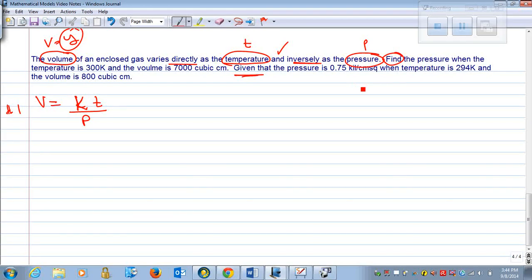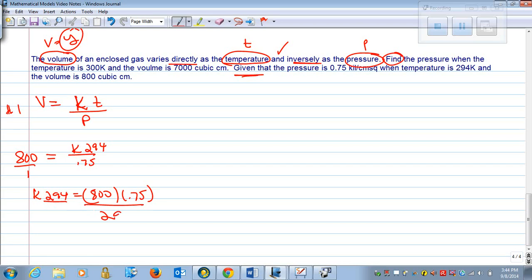Given that the pressure is 0.75, when the temperature is 294, and the volume is 800. All right, so we would go through here. You can cross multiply, so you're going to get K times 294 equals 800 times 0.75, and then to solve for K, you would divide everything by 294. So you would find your K, your constant, to be approximately 1,000 over 49. I don't want to round any decimals in these problems because it could cause a real issue with a real life problem. So I'm just going to leave it in the improper fraction.